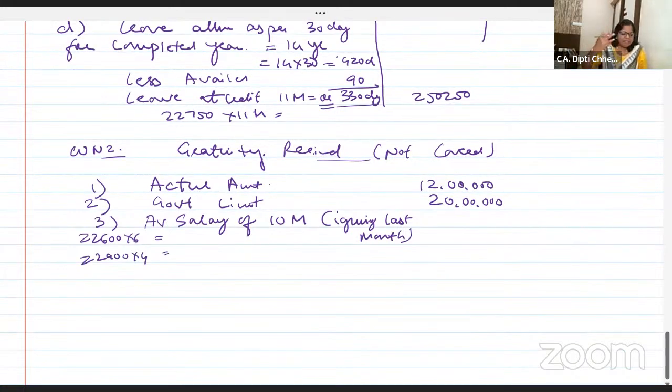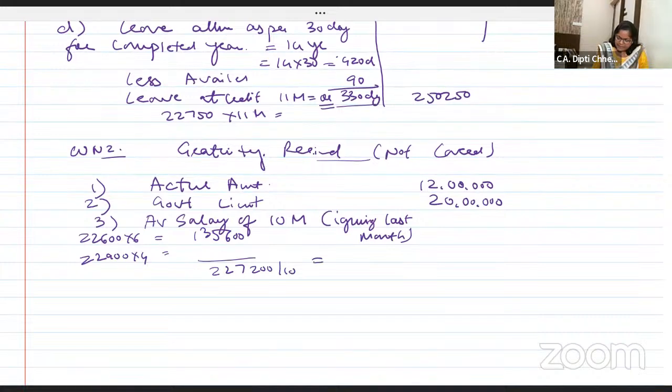Either retirement benefit, they didn't ask this time allowances and employer giving asset to employee, पर वो भी पूछते हैं कभी कभी. Retirement benefits कम पूछते हैं, but इस बार पूछ लिया. 135,600, put it in memory. 22,900 into 4. थोड़ा सा मैं ब्रीफ में कर रही हूँ.